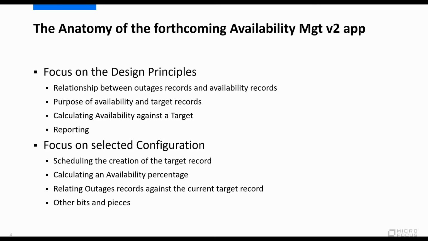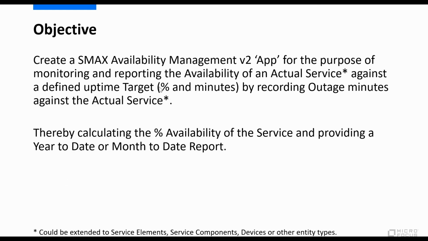So these are some of the things I'm going to go through: some of the design principles. I'm going to talk about some of the records, show you how this all fits together, why I fitted it in this way, and some of the configurations like scheduling, actually calculating an availability percentage using a business rule. I'm going to talk about that as well, and some other bits and pieces. As I say, this is going to be version 2 of the Availability Management app, which we will publish in due course. So I just want to start with the objective of what I set out to achieve when I started thinking about this app.